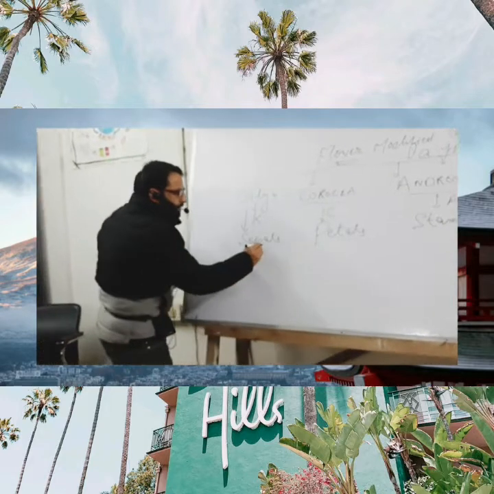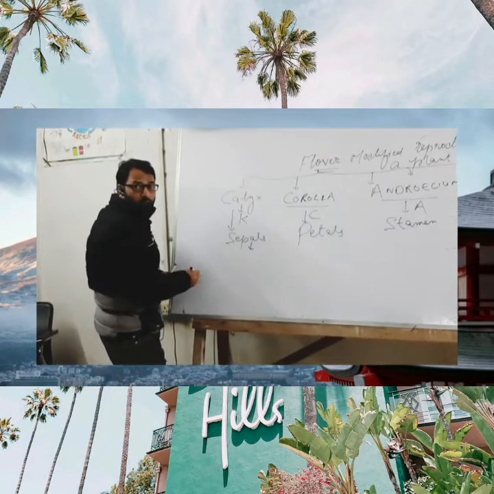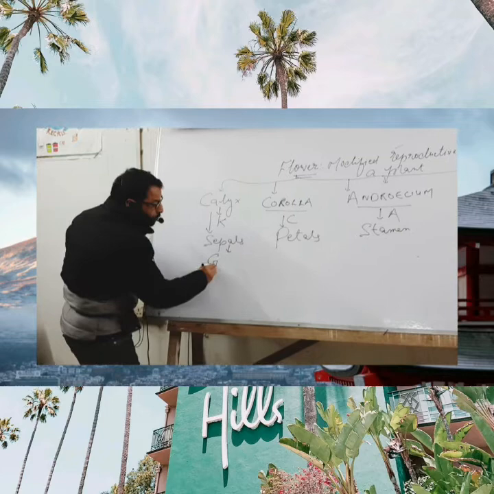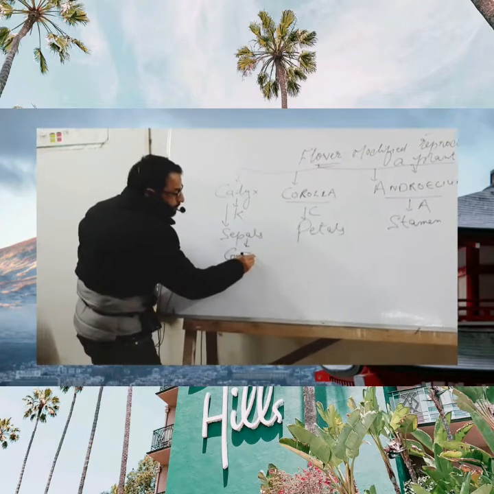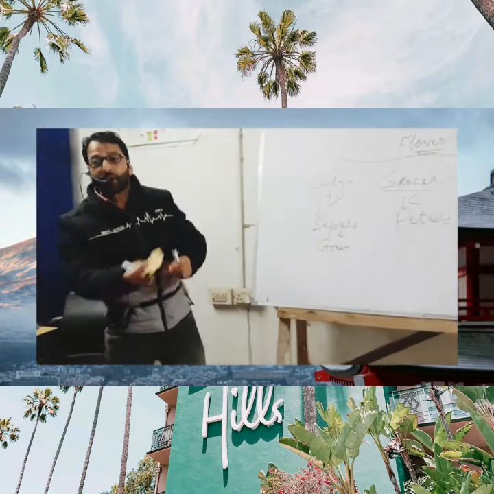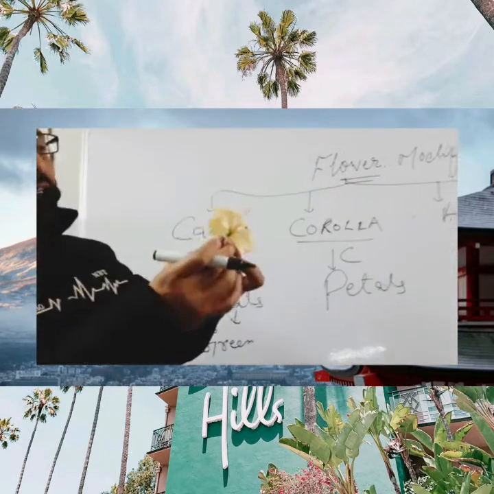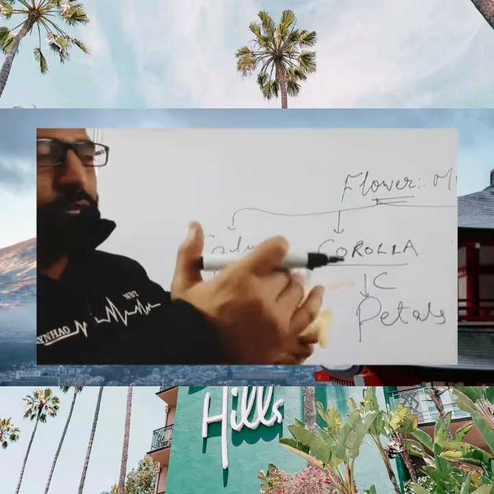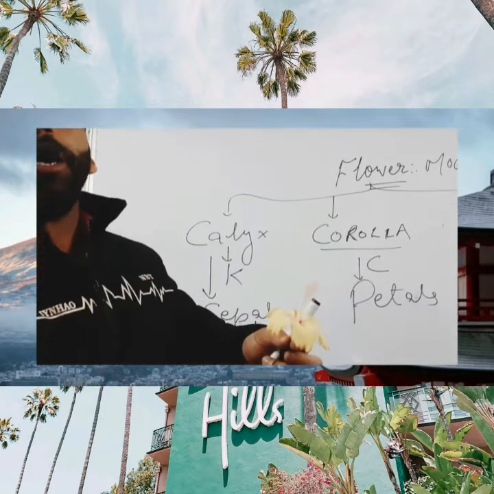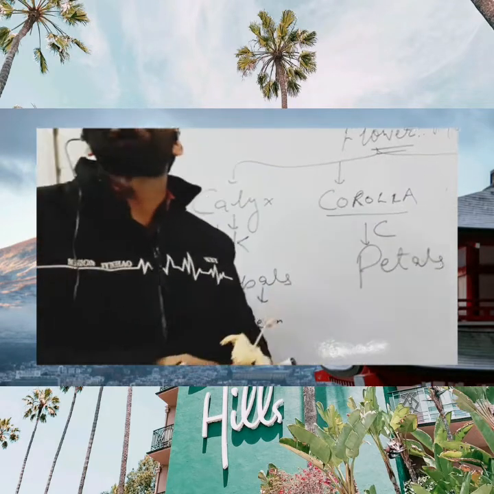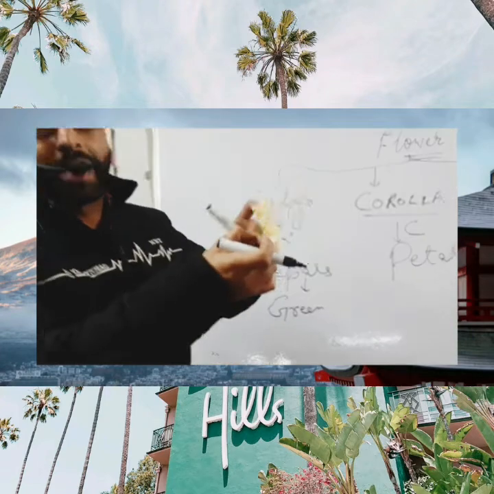And you can see sepals are green in color. How can you recognize the sepal? How can you recognize it from this flower? It is a flower. How can you judge which one is sepal, which one is petal, which one is androecium and which one is gynoecium? First of all, you can judge these parts by means of color, especially sepal and petal.